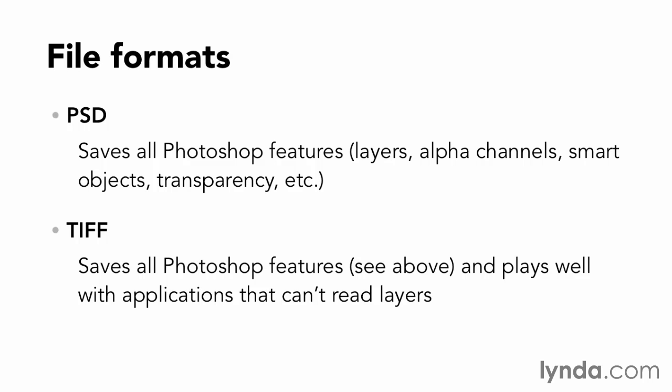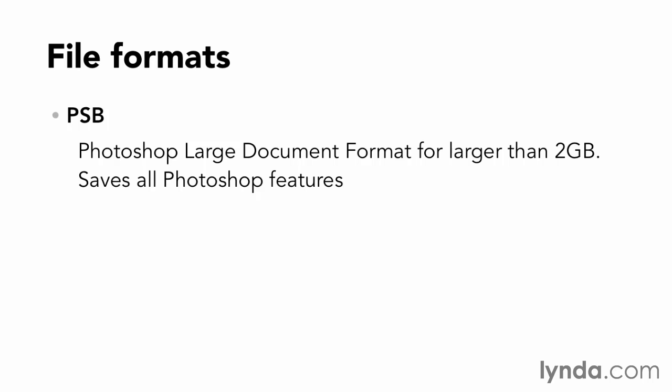If you're saving really large files, Photoshop will automatically default to the large document format. This large document format supports documents up to 300,000 pixels in either dimension, either height or width, and all of the Photoshop features are supported. So if the file is larger than 2 gigs and you try to save it as a PSD file, then Photoshop will automatically change the default format to PSB. If you're trying to save a 2 gigabyte file as a TIFF file, that's not a problem.